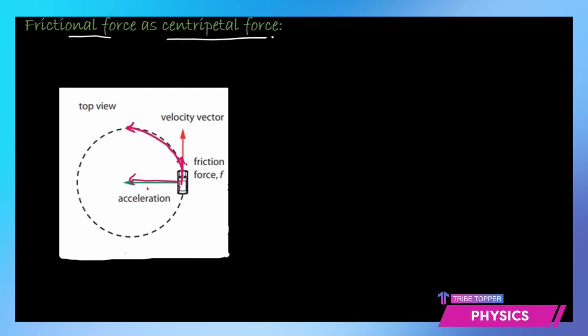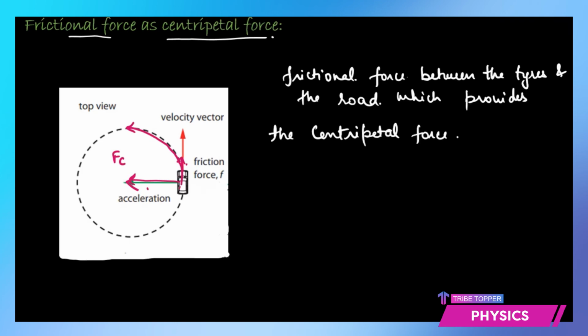Now when you are turning, you do not skid. And why do you not skid? Because you are under the impact of a centripetal force acting towards the center. Now, who is providing that centripetal force? It is the frictional force between the tires and the road which provides the centripetal force, so that your object, your car, scooter, bike, whatever it is, will remain in that circular path and not skid away.